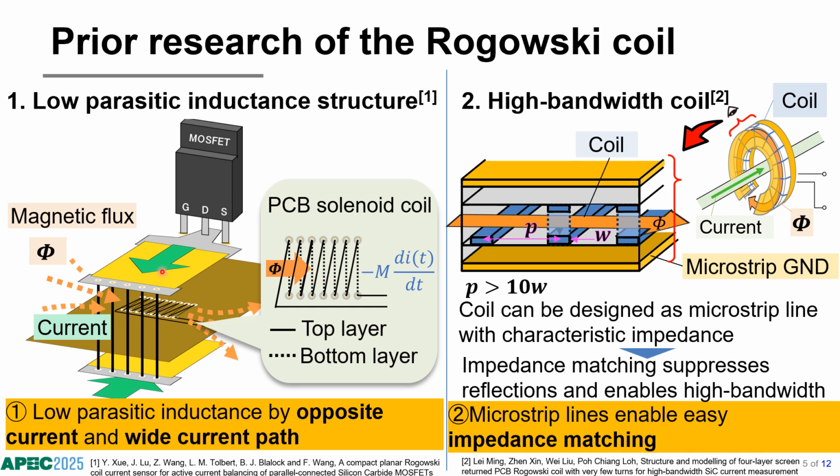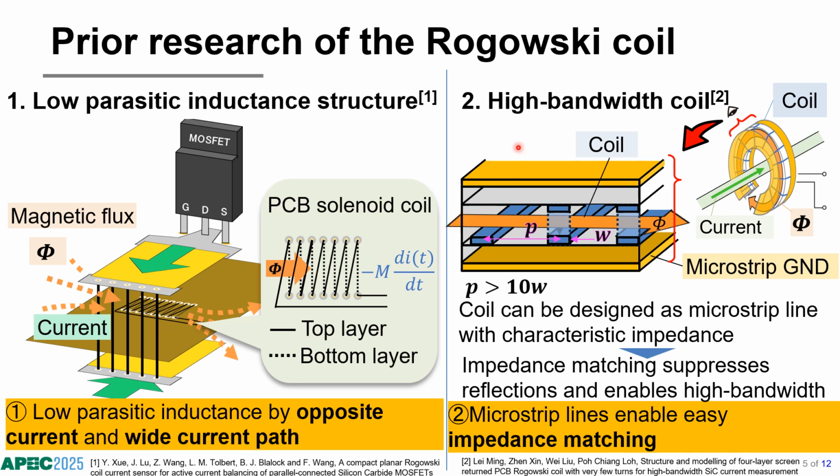On the other hand, the external magnetic flux created by opposite current paths cancels each other out. So the parasitic inductance of this current path can be reduced, and this structure allows the current path to be widened.